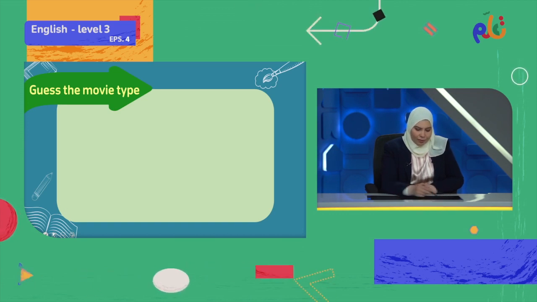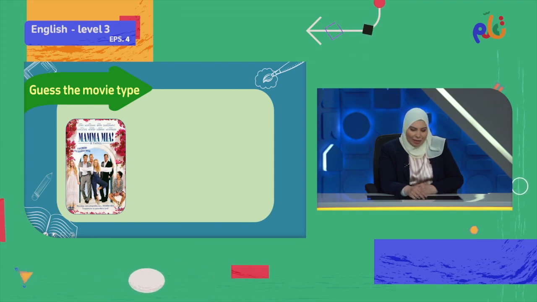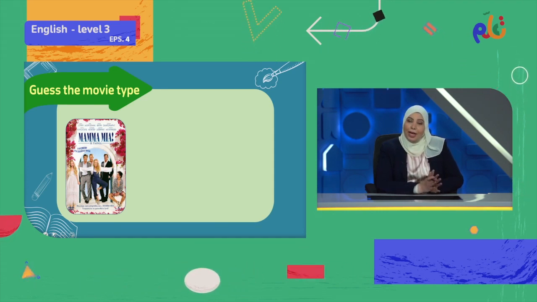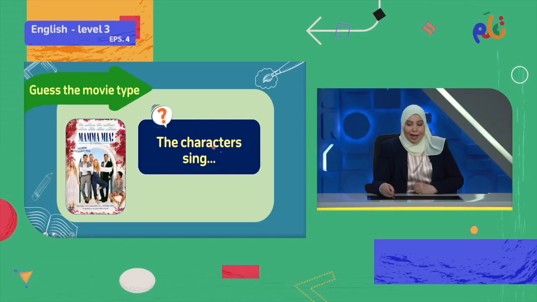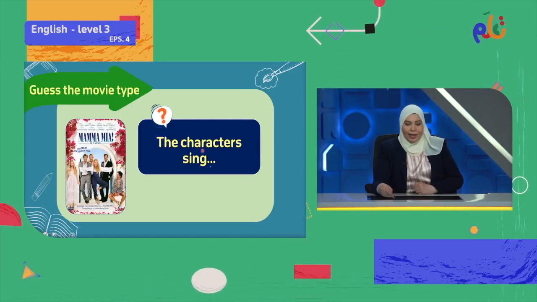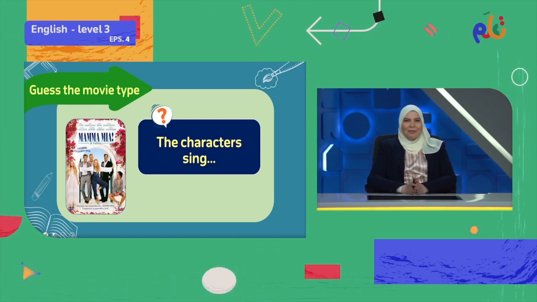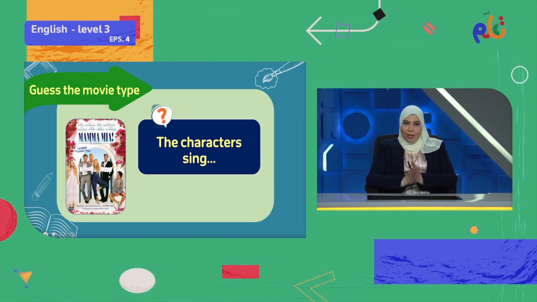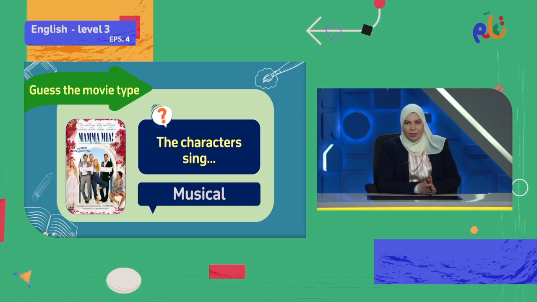Let's look at the next one. Okay, look at this poster and guess what's the type of the film. So from the poster, again, if we have bright colors, it might be comedy or it might be something light. It's not something too deep. Okay, let's read the description. The characters sing. So what do you think the type is if the characters sing? Yes, like we said, if the main thing is singing and dancing, it's called a musical. A musical.